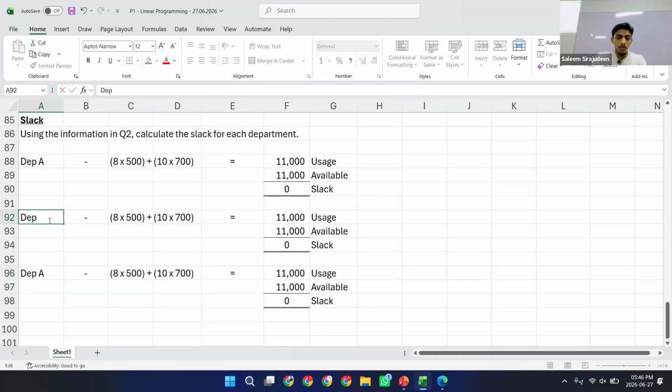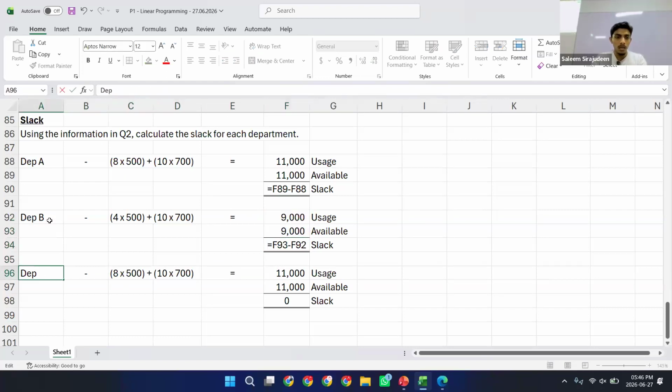Okay. So department B, for one unit of X, how many hours? For one unit of Y, 10. Then 4 into 500 plus 10 into 700, correct? So 9,000. Available is 9,000, correct? Then what's the slack? 0 slack. So available minus usage. Okay, fine.